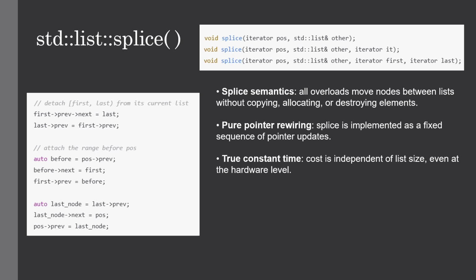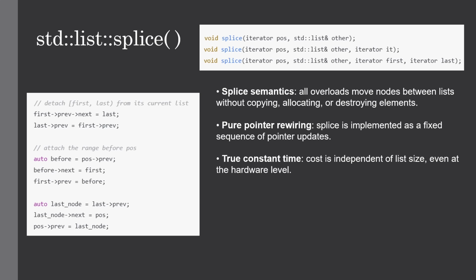Coming to splice. Splice is basically structural modification without touching memory. The most important operation provided by std::list is splice. The standard defines three overloads: void splice(iterator position, list& other), void splice(iterator position, list& other, iterator it), and void splice(iterator position, list& other, iterator first, iterator last). All three share a crucial property: they modify the structure of the list without touching the stored values. No constructors are called, no destructors run, and no memory is allocated or freed.